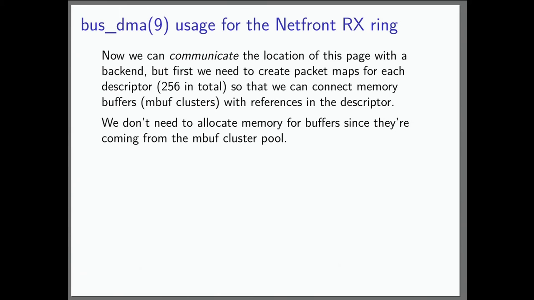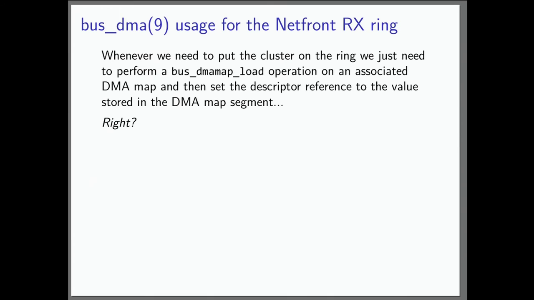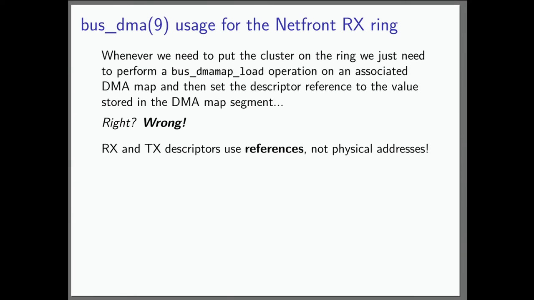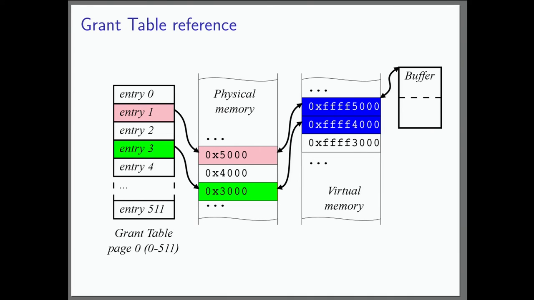Now, the problem here is that bus DMA is an abstraction layer. So wouldn't it be nice to use this abstraction layer and abstract the grant table page internals with the bus DMA? Whenever we want to load a buffer into the bus DMA map, we call this function bus DMA map load that extracts the physical addresses. But what we really need to do is create references, and references being the grant table entry indices.